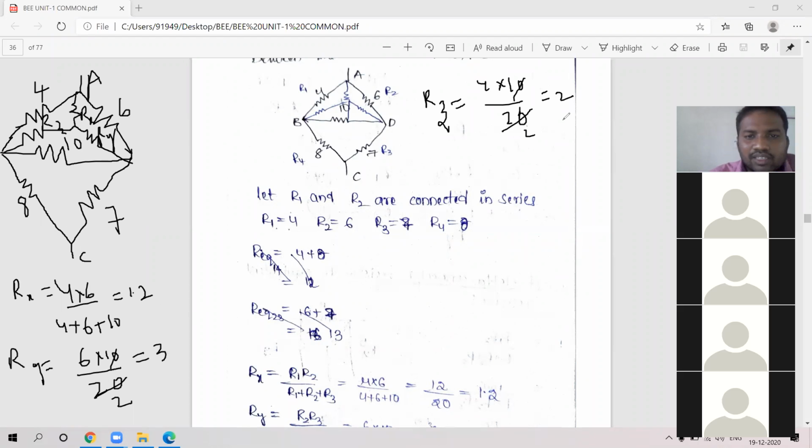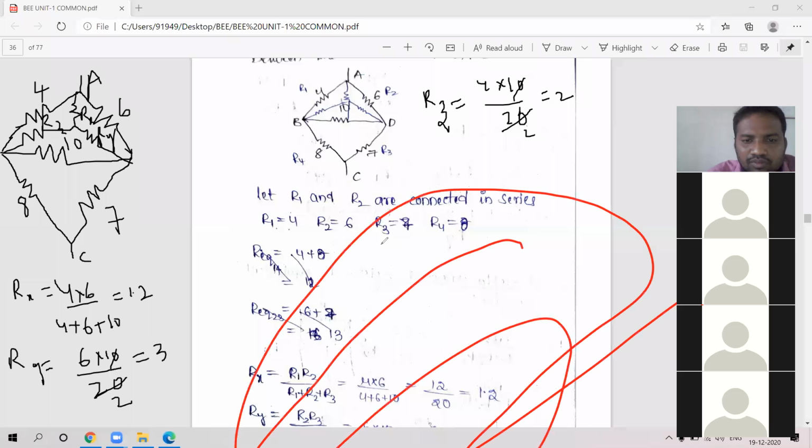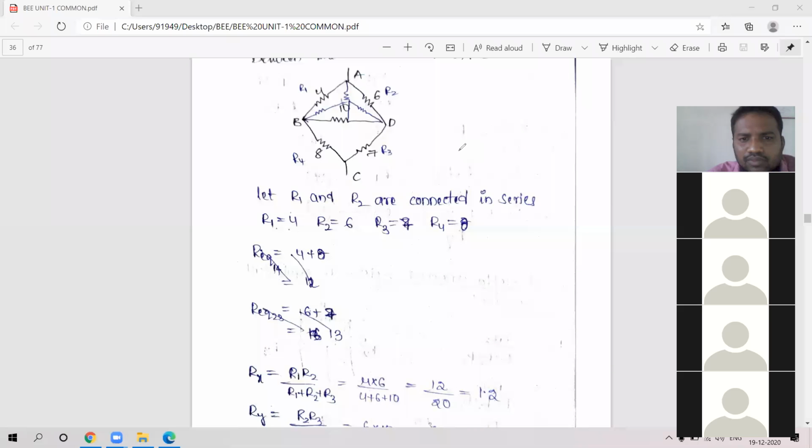So after getting this, what do you have to do? You have to redraw the new circuit. This is the new circuit I am going to get. Okay, like this only. This is A and this is C.